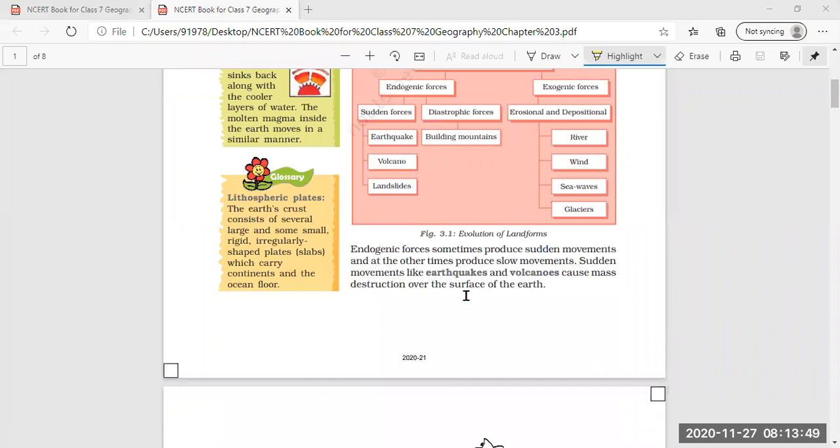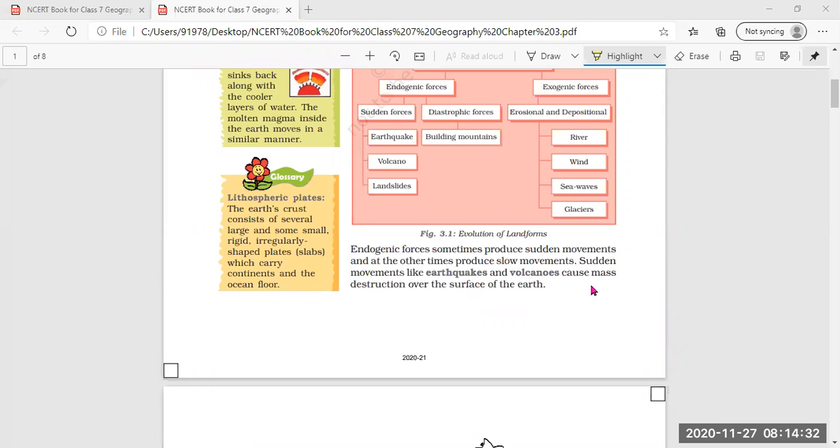Next, we have further read about what lithospheric plates are: the earth's crust consists of several large and small rigid, hard, irregularly shaped plates. They are also called slabs, which carry the continents and ocean floor. Endogenic forces are sudden movements deep inside the earth. These sudden movements cause great damage on the surface of the earth, and these are known as earthquakes.